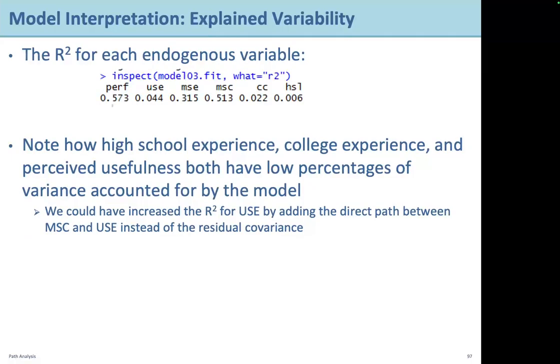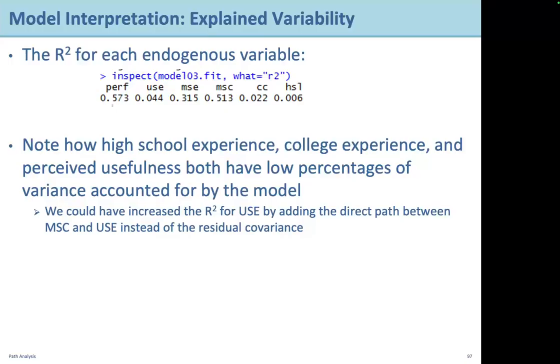Okay. Finally, then we could also get an R squared for each one of these. Right? So the R squared, remember, there's 6 regressions. Each of those 6 outcomes, we can describe how much variance we're accounting for, right? And how much variance we account for ranges between 0.573 or 57.3% for performance, all the way down to 0.006, or in this case, not even 1% for high school. And again, high school experience, college experience, perceived usefulness have low percentages of variance accounted for by the model.